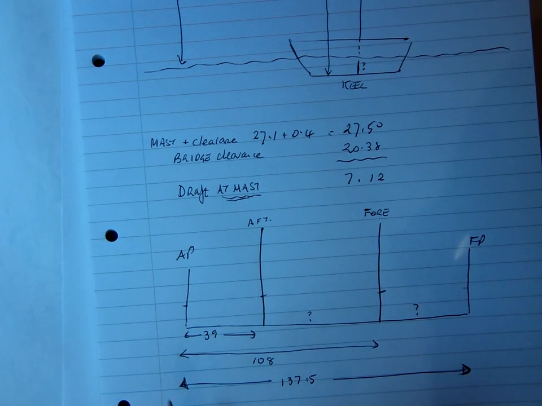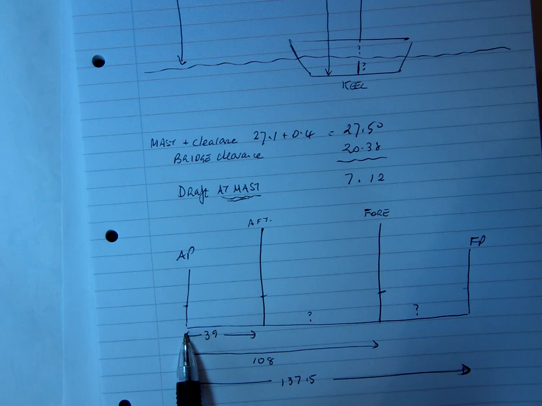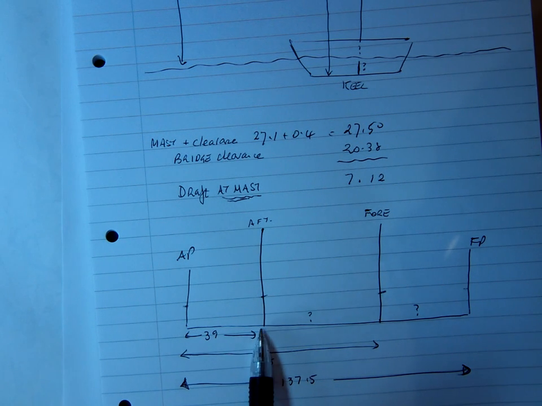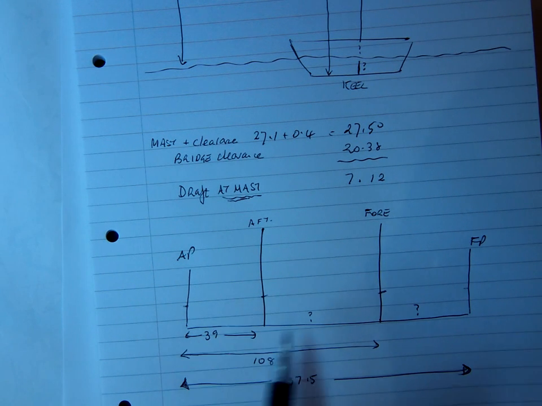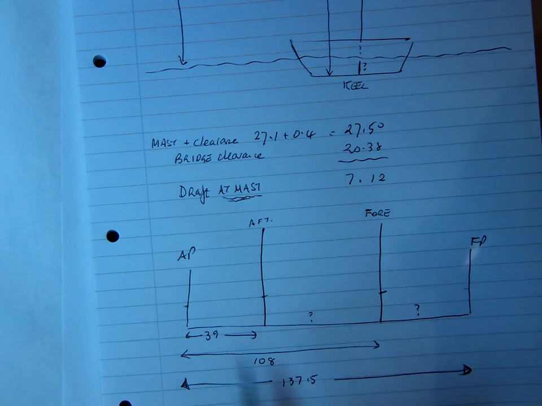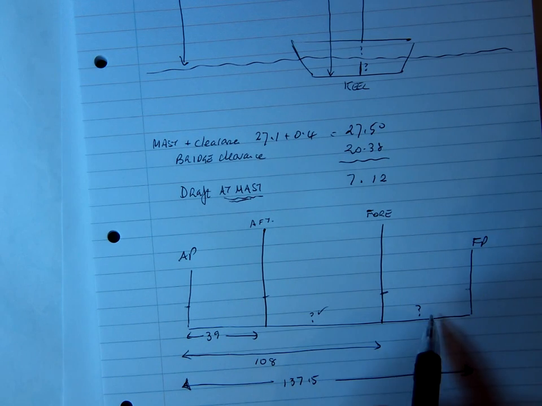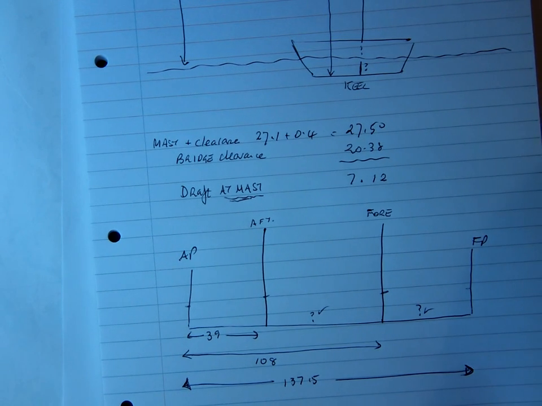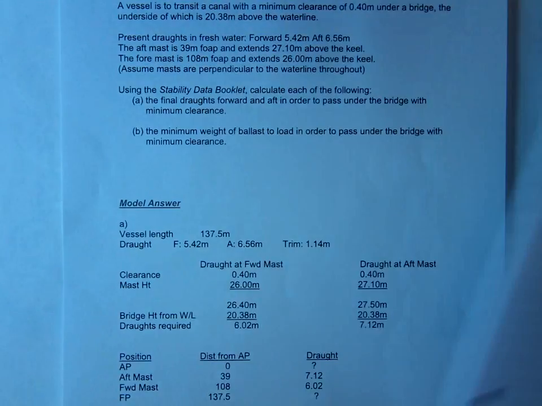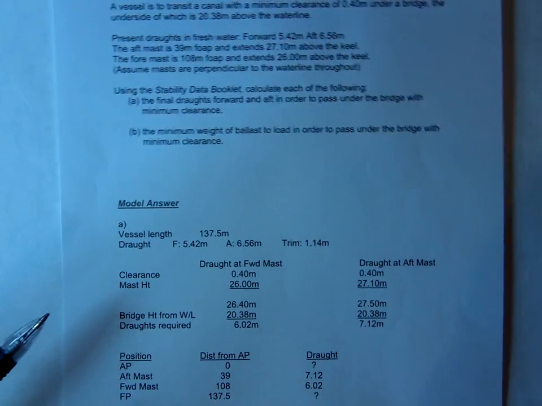The other values you'll be given are the distance from the after perpendicular to the aftermast, and typically from the after perpendicular to the foremast. So you're given these two values. You know from your stability book the total length between the perpendiculars, so you can see with those three values we can quite easily work out those two values there. So let's look at how we set about sorting out the problem.